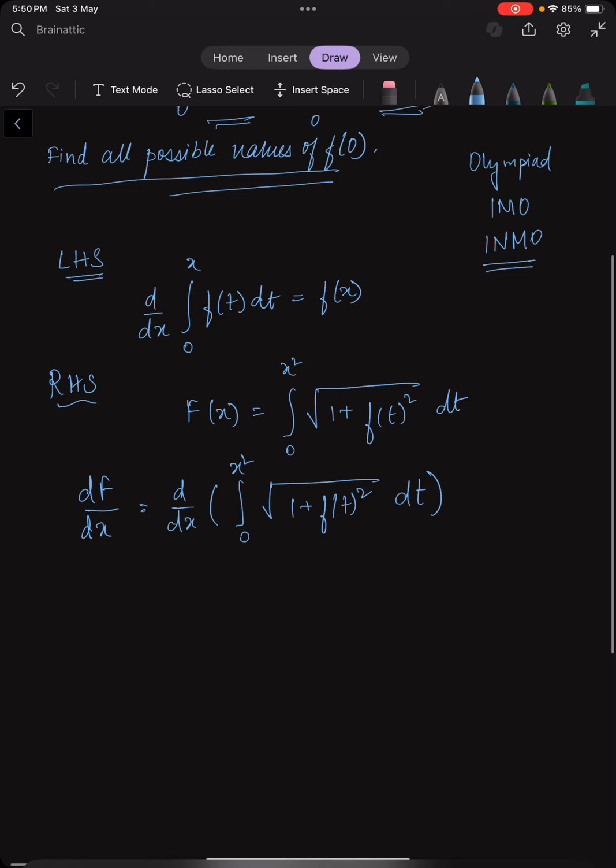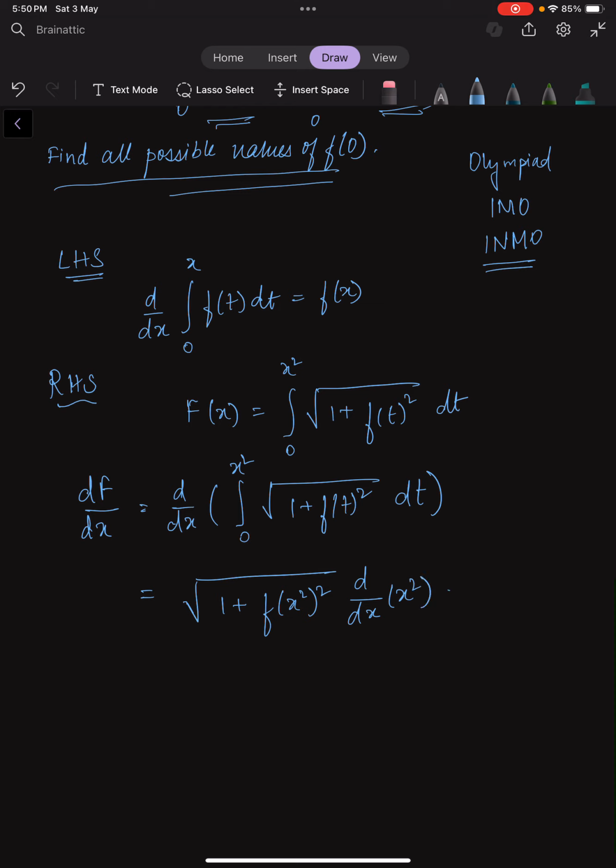Now this is nothing but root under 1 plus f of x^2 whole square times d/dx of x^2, which is nothing but 2x root under 1 plus f of x^2 whole square. You see how I applied the chain rule over here. Now we have taken the derivative on the left hand side and the right hand side. So this technically gives me that f of x is equal to 2x root under 1 plus f of x^2 whole square.